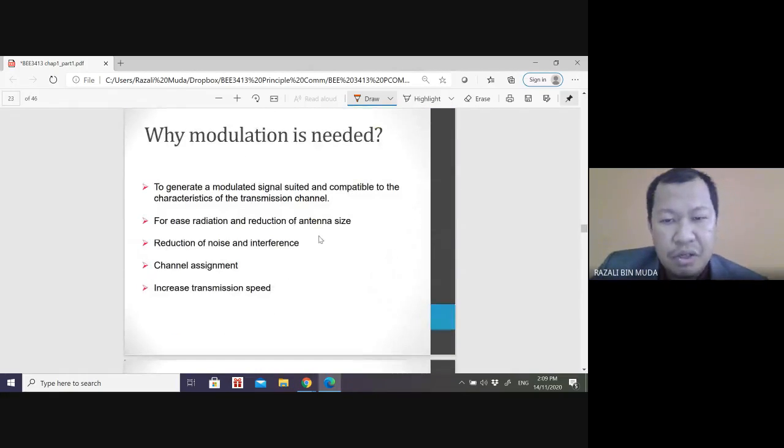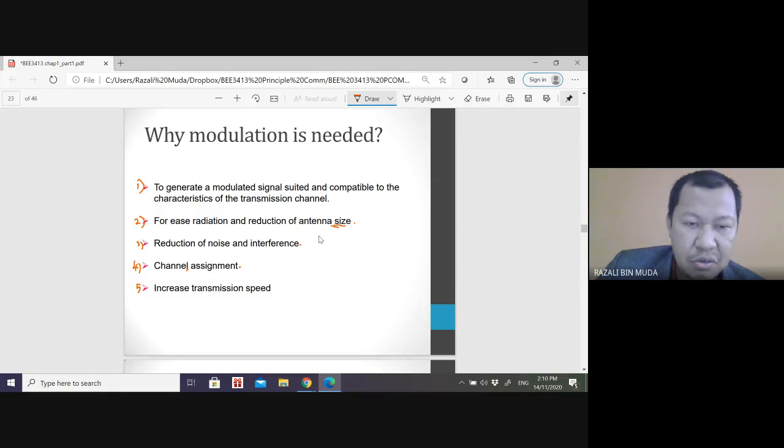So why modulation? First, to generate a modulated signal suitable and compatible with the characteristics of the transmission channel. Because you need to transmit the signal, you need to modulate it into suitable characteristics for that channel. Number two is for ease of radiation and reduction of antenna size. The modulation process is also related to the size of the antenna. Number three is reduction of noise and interference during the transmission. Number four is for channel assignment. Channel assignment means you need to assign which channel the signal will be transmitted on. So in order to assign, you need to modulate.